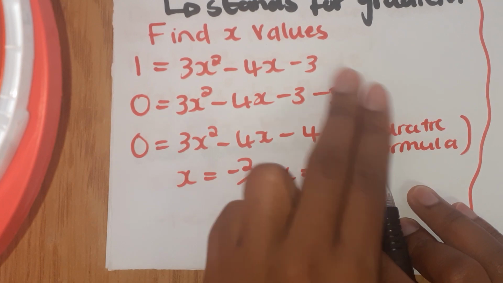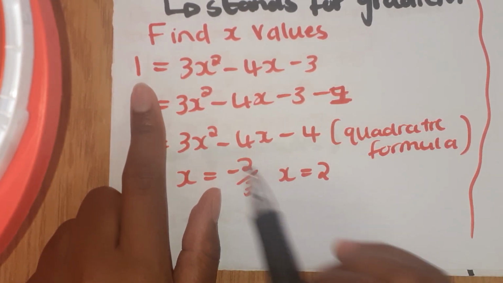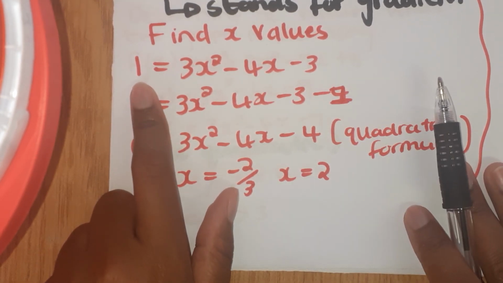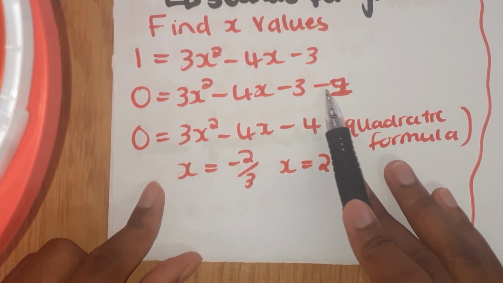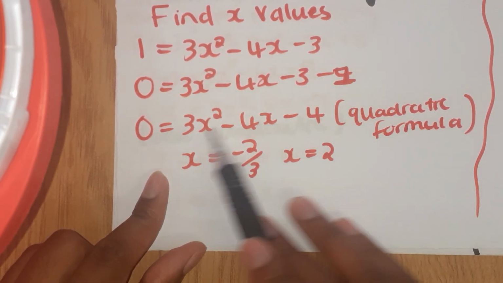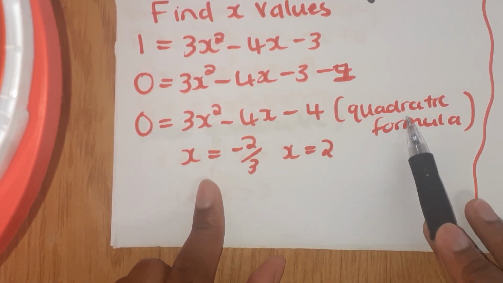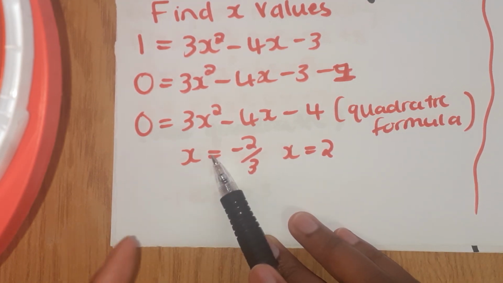So we are going to equate this gradient to 1, because it told us the gradient is 1. Now we have to find the x values when the gradient is 1. So this will go to this side and become negative. This is a derivative, remember, so that will be 0. We will solve this, and we have a quadratic equation, so we will use the quadratic formula.